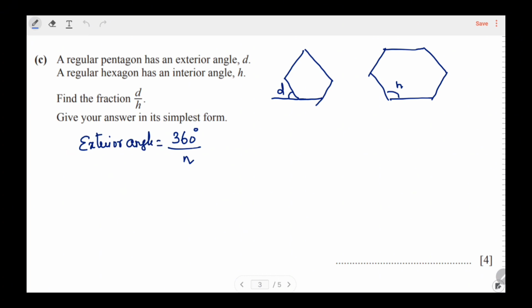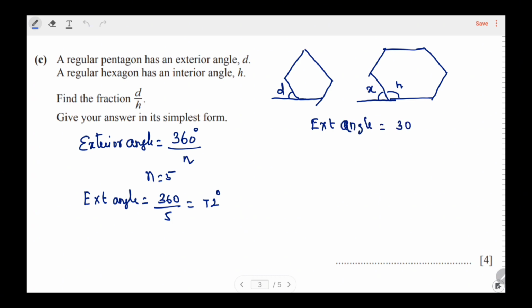Exterior angle. Here, the polygon is a pentagon. So n is equal to 5. Therefore, the exterior angle is 360 by 5, which is nothing but 72 degrees. So in case of the hexagon, let me extend one of the sides to form an exterior angle. Let me call it x. We apply the same formula to find the value of x. So here in this case of the hexagon, the exterior angle is 360 by 6, as n is equal to 6 because this is a hexagon. Therefore, here x is equal to 60.